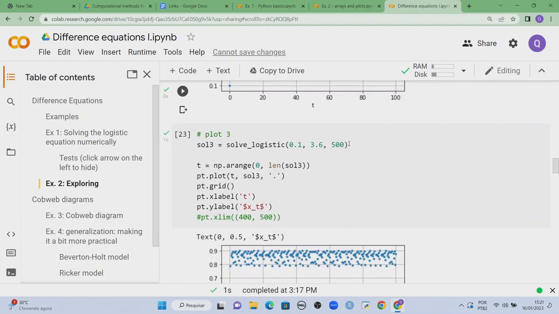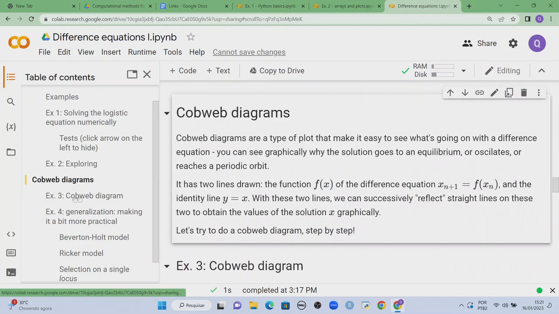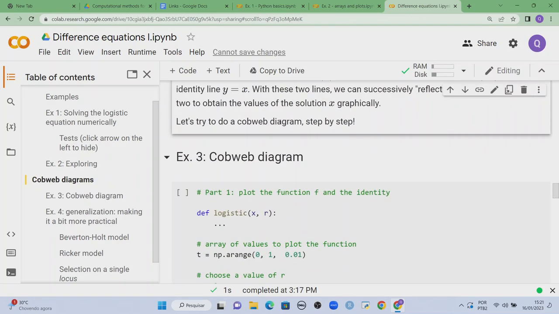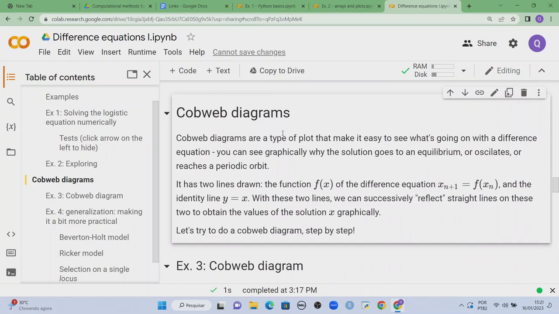the nice tool to work on this is cobweb diagrams. So what are cobweb diagrams? It's that plot I think Roberto already told you a little bit about, so I'm not going into a lot of detail here. But essentially what you do is plot x of t plus 1 against x of t.